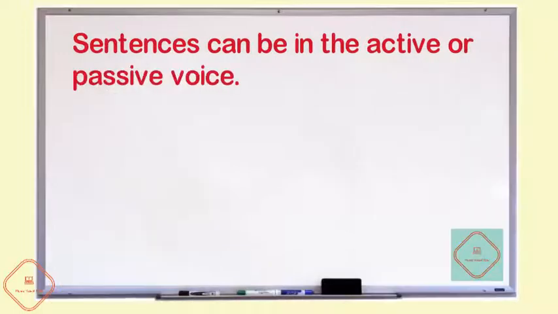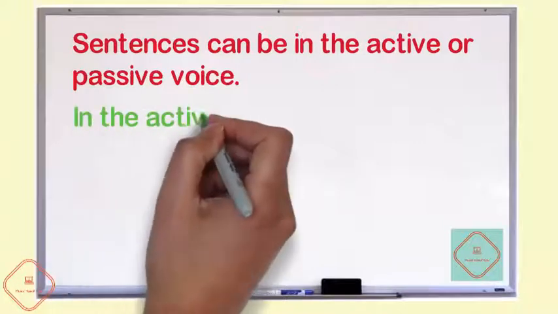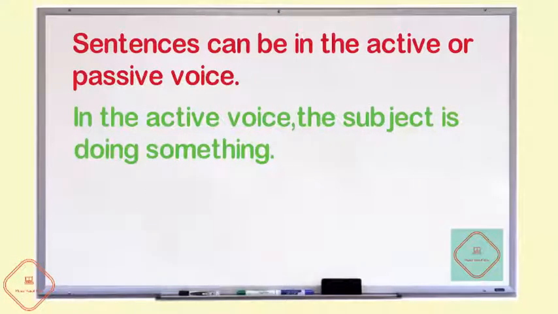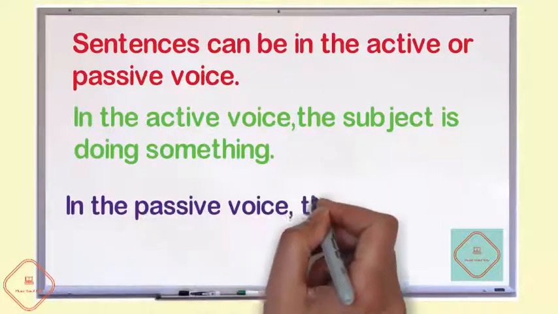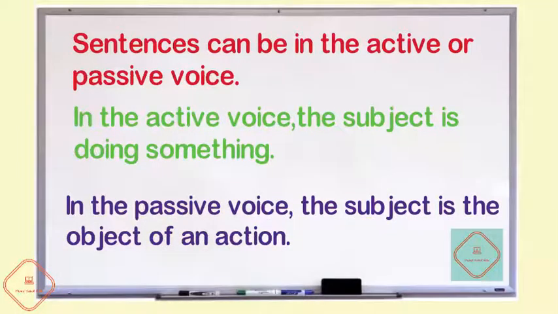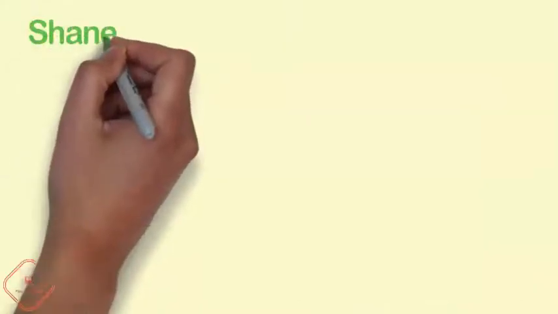Now, sentences can be in the active or passive voice. What does that mean? In the active voice, the subject is doing something. Now we're going to see an example in a minute, but here we have the subject and the subject is doing an action. In the passive voice, the subject is the object of that action, and we'll see an example that's going to, inshallah, make it clear. And then obviously when we go to the books, inshallah, we're going to have some more examples and it'll be clearer, inshallah.